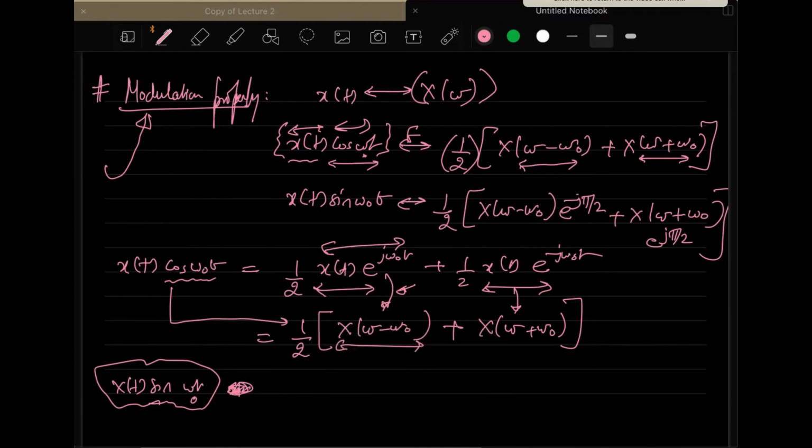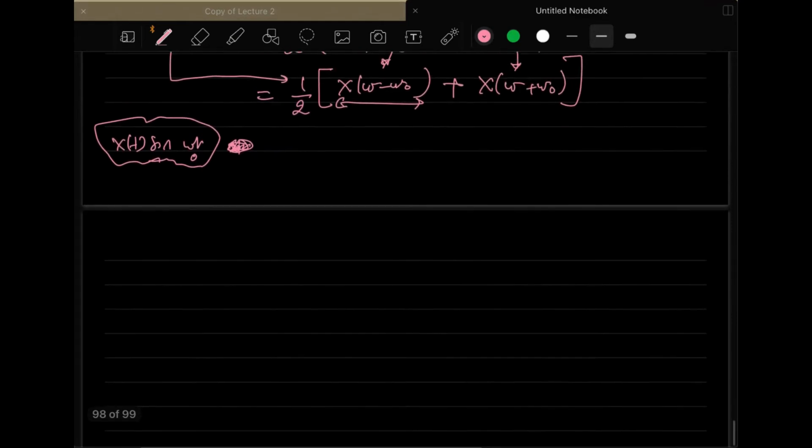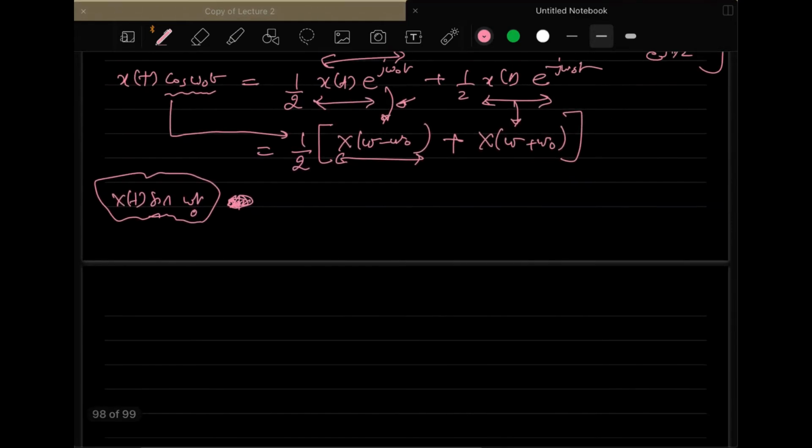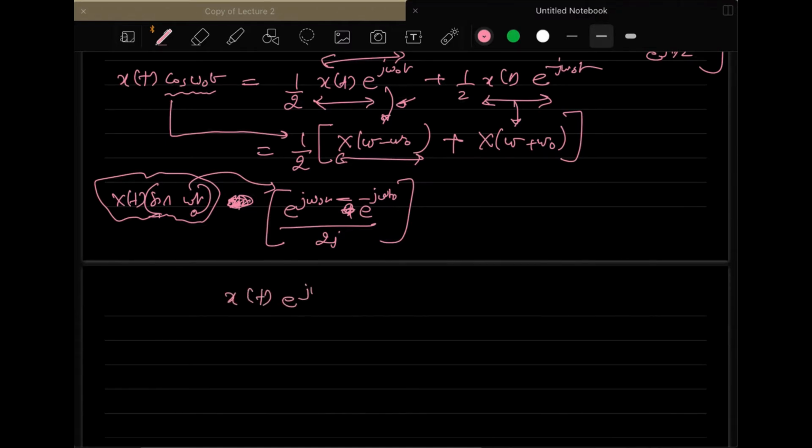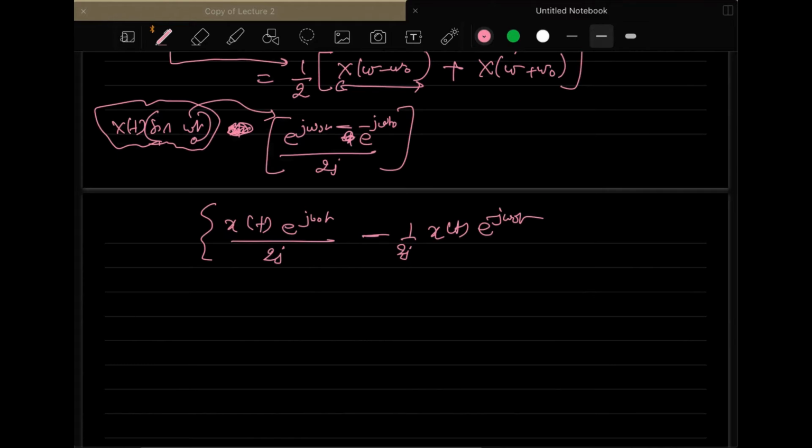Okay, so in this particular case, sine omega t, as you already know, is basically represented as e to the power j omega naught t minus e to the power minus j omega naught t, divided by 2j. If you use this for sine, then your signal will be x of t e to the power j omega naught t by 2j minus 1 by 2j x of t e to the power minus j omega naught t. So you have this already in your hand.